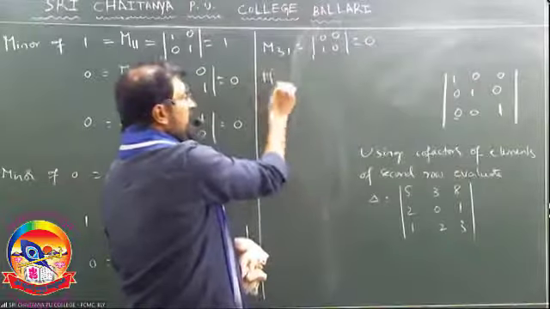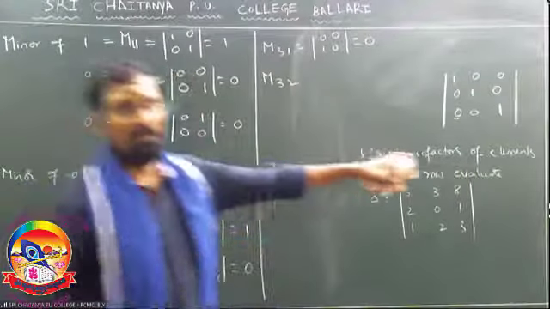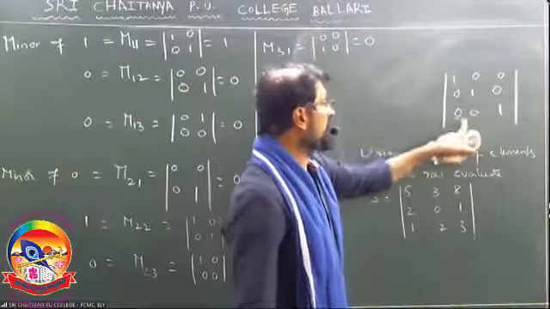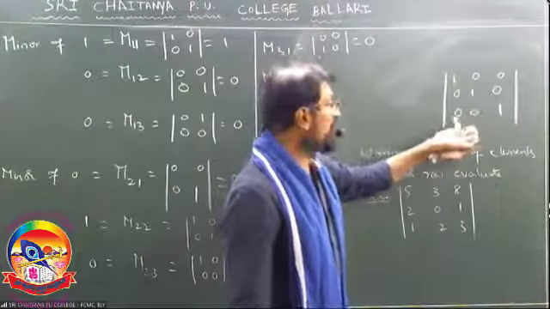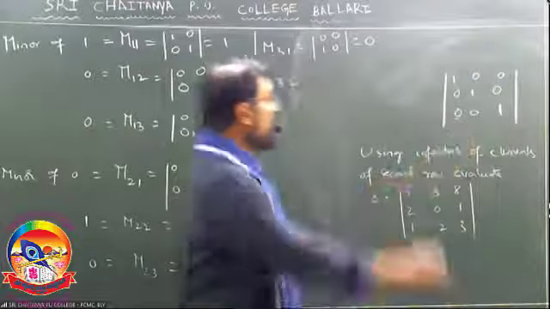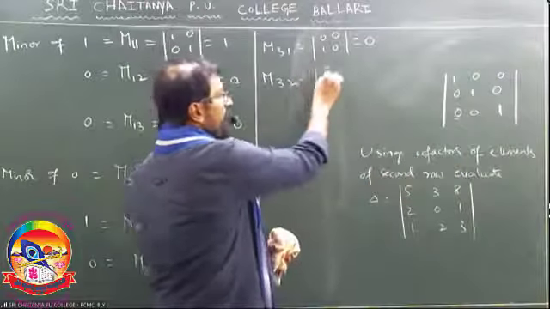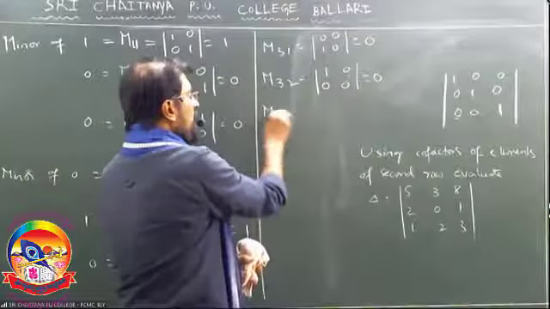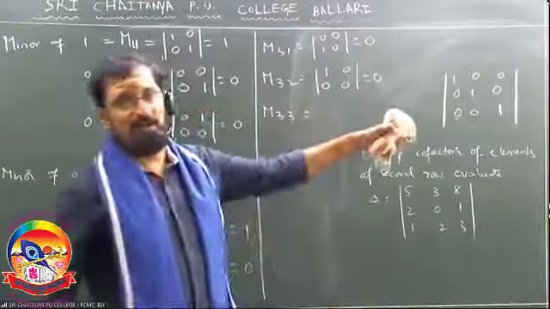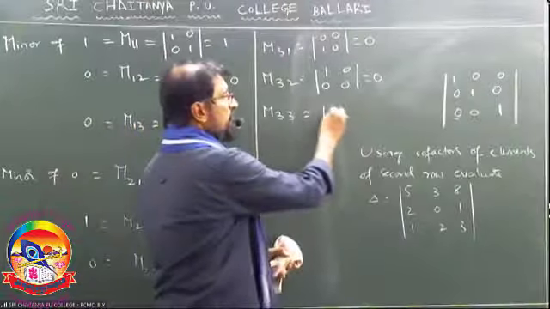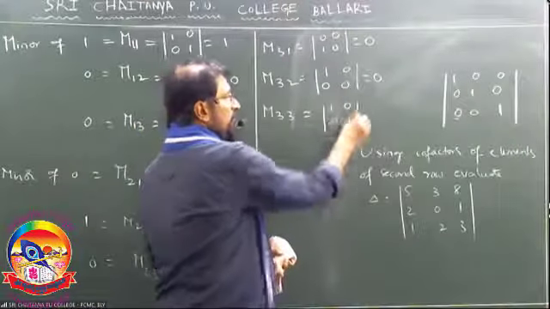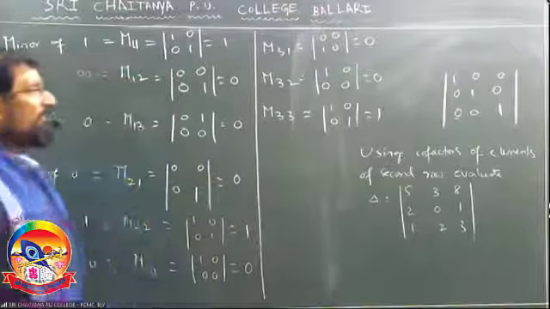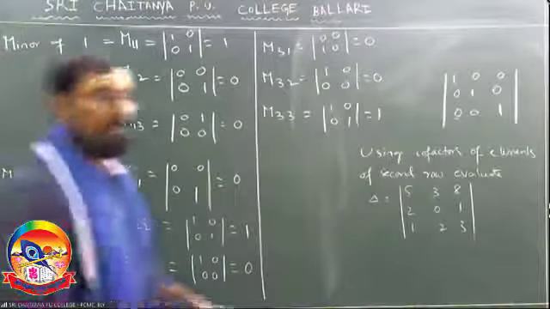And M32, that means the minor of this element, third row, second column. Exclude this row and this column. You are going to get the determinant of 1, 0, 0, 0, which is equal to 0. Now the minor of the last element 1 is the determinant of 1, 0, 0, 1, which is equal to 1. You got the minor of each and every element. Hope you wrote this one.